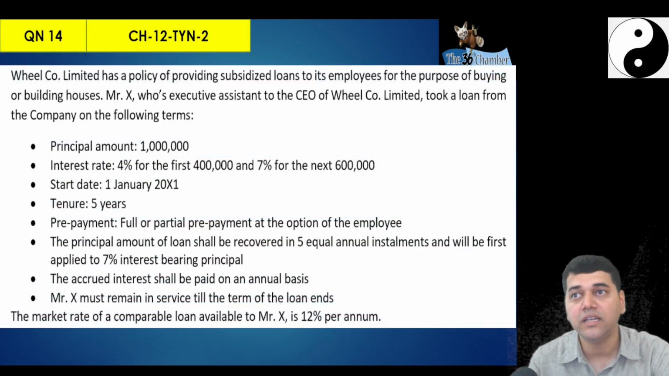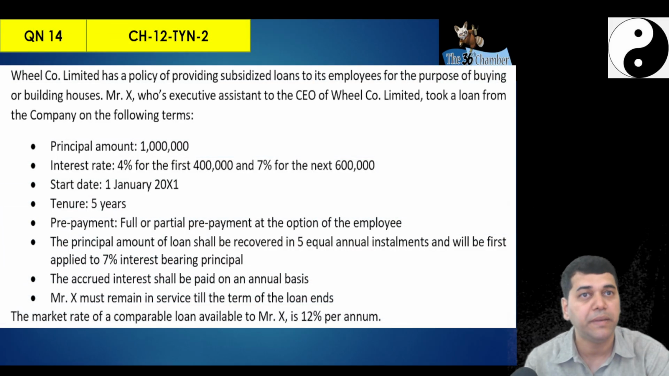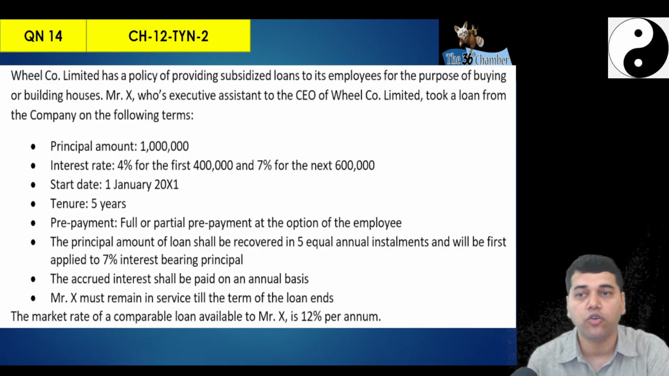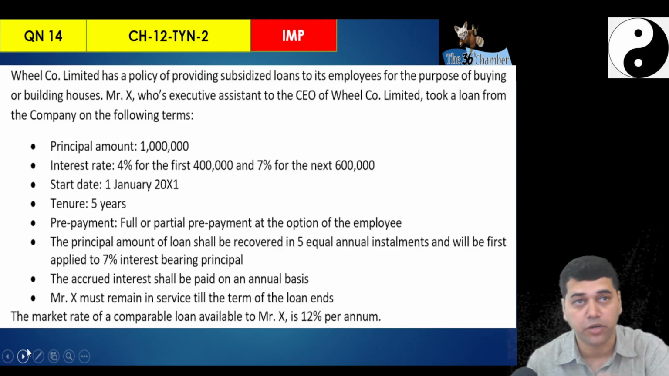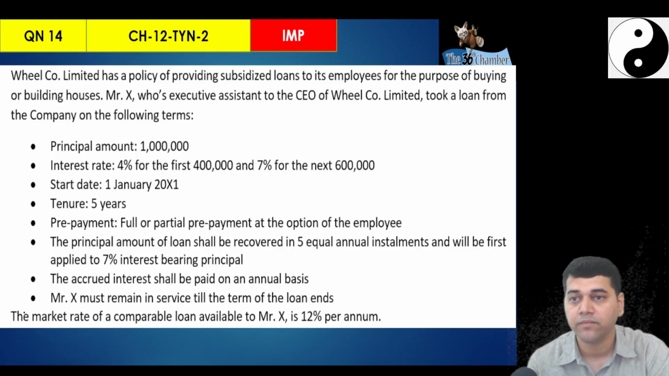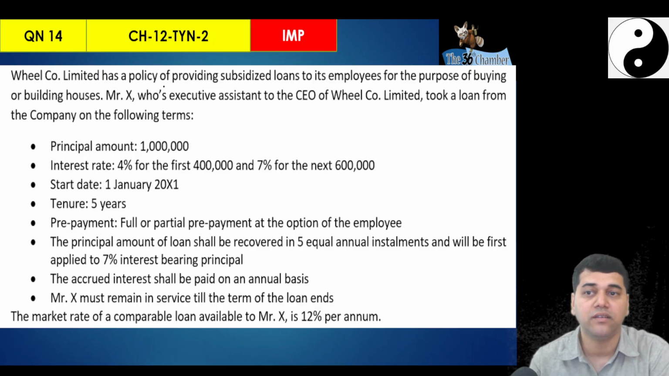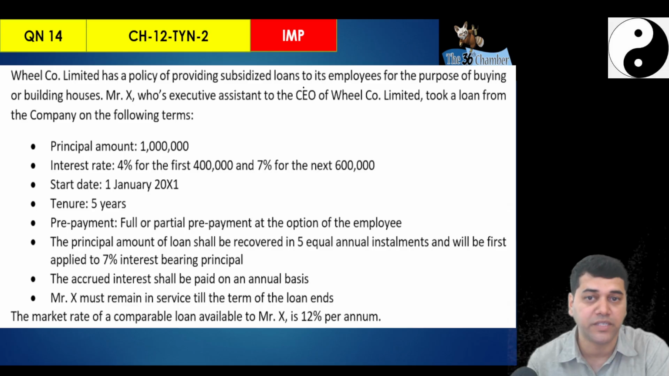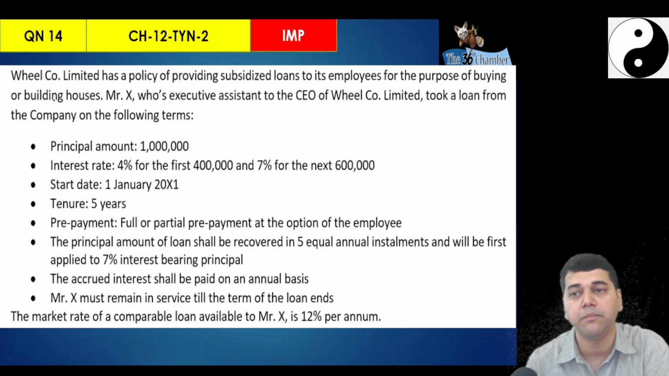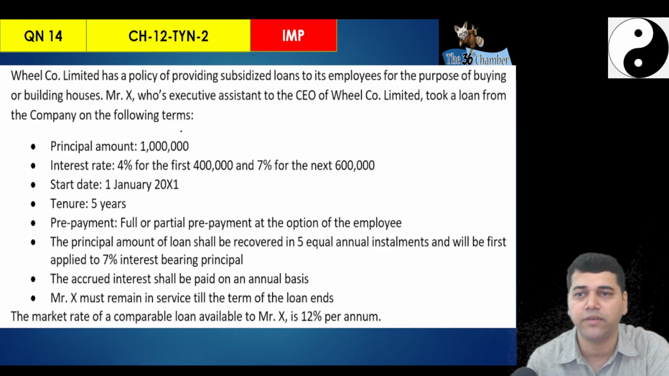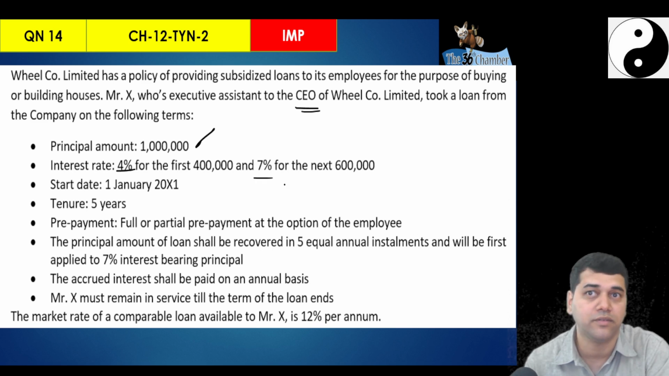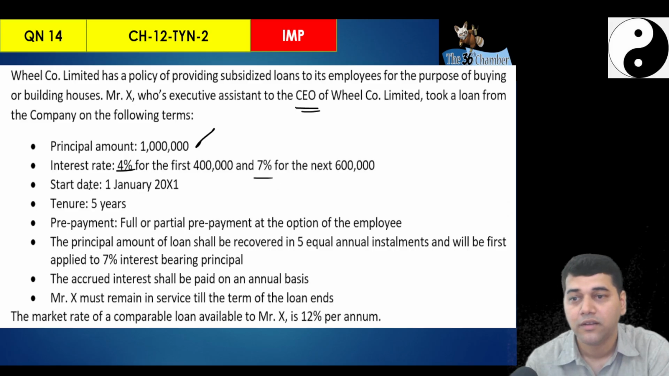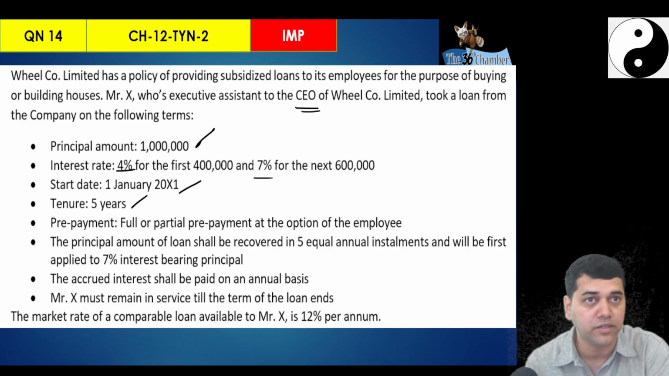Yes. So in the early settlement, I told you something will be prepaid. Now, please mark this question important. It must be there already. Wheel and Co. Limited has a policy of providing subsidized loans to its employees for the purpose of building houses. X, the executive assistant of the CEO, took a loan from the company. How much? 10 lakh. Interest 4%, 7%, remember the slab. Date is 1st January, tenure is 5 years.